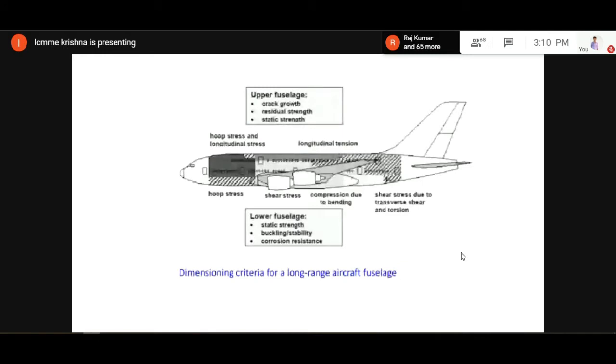The lower fuselage is subjected to corrosion due to the air; when it lands in the rainy season, a lot of rainwater and debris get imparted onto the lower part. The lower part is more prone to corrosion. The upper part faces crack growth, residual strength, static strength, hoop stress, shear stress, all this combination of stresses that comes into the fuselage. So these are the dimensioning criteria for a long range aircraft fuselage.